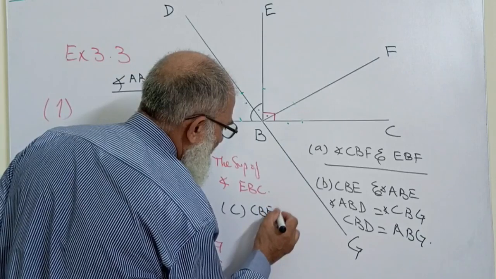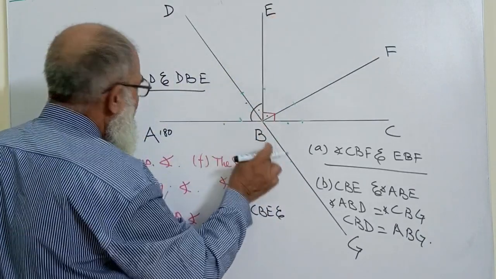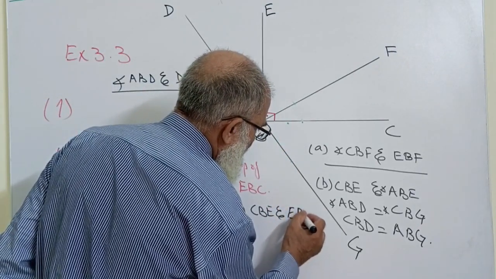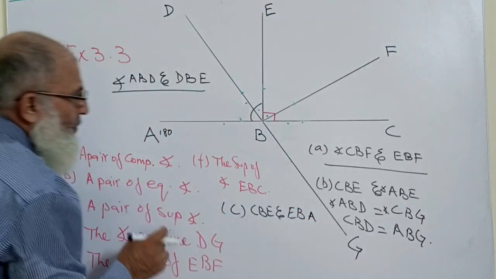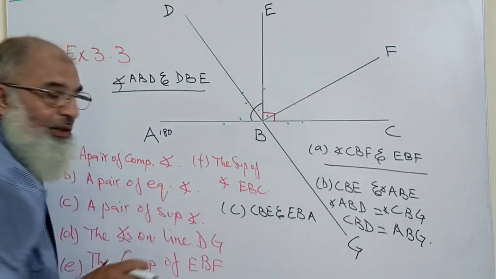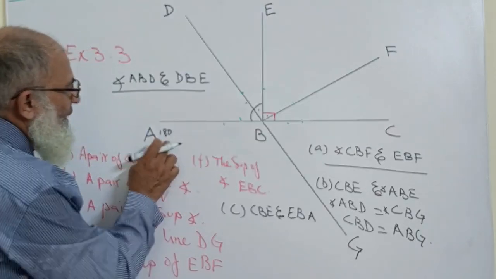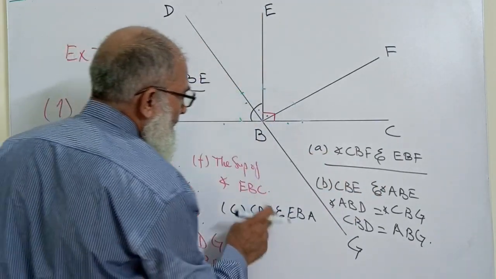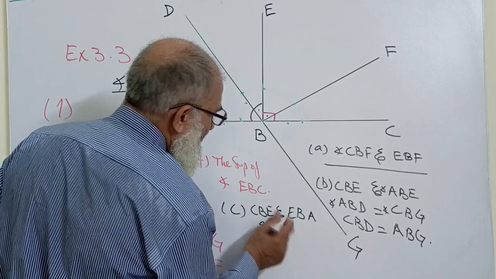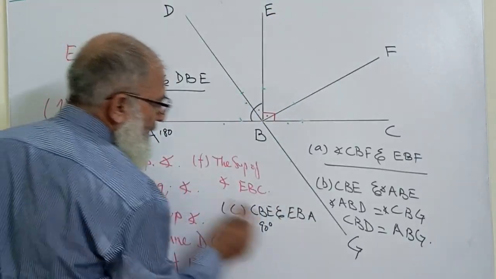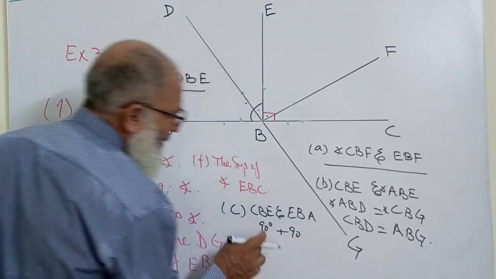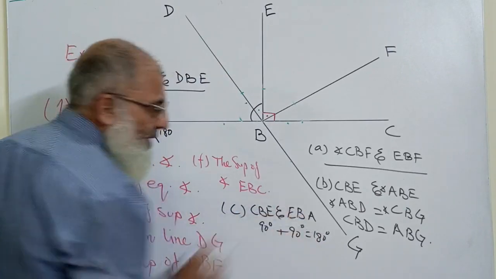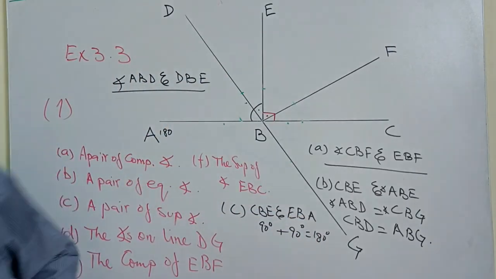CBE and EBA, or ABE. Let me write EBA. Now if you see these angles, when added together they will give us 180 degree. Number 1 is CBE, 90 degree, and EBA is again 90 degree. So 90 plus 90 is 180 degree. Therefore these are supplementary angles.